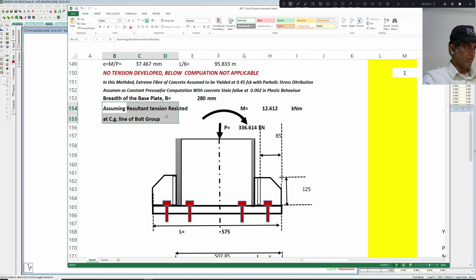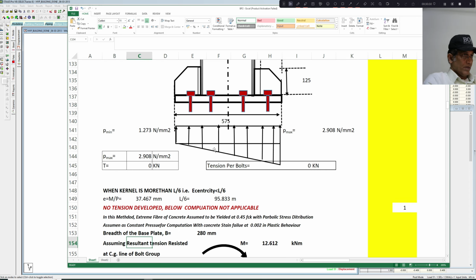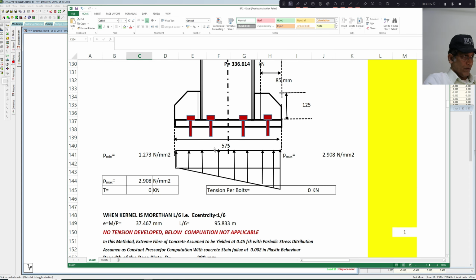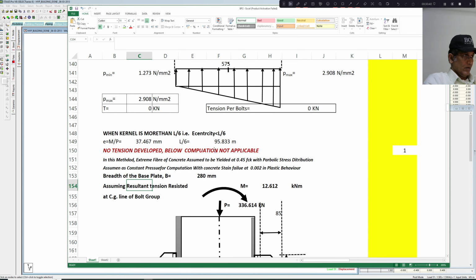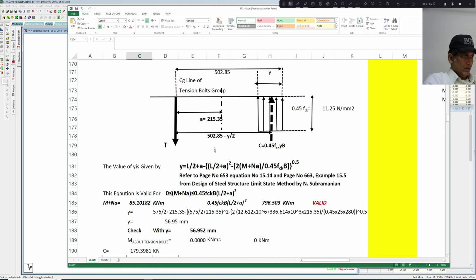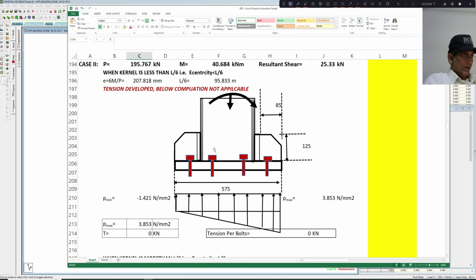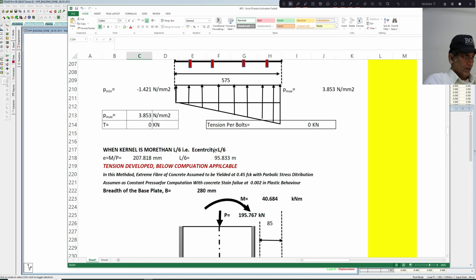See here, in addition, this compression is not applicable. This below compression is applicable. Okay, tension per bolt, Pmax. Tension is below compression is applicable. Tension is developed. This compression case 2, tension is developed where movement is there.